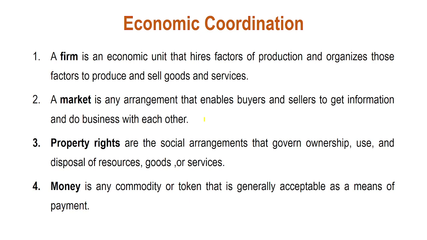In summary, a farm is an economic unit that hires factors of production and organizes them to produce and sell goods and services. A market is any arrangement that enables buyers and sellers to get information and do business with each other. Property rights are social arrangements that govern ownership, use, and disposal of resources, goods, or services. And finally, money is any commodity or token that is generally accepted as a means of payment.